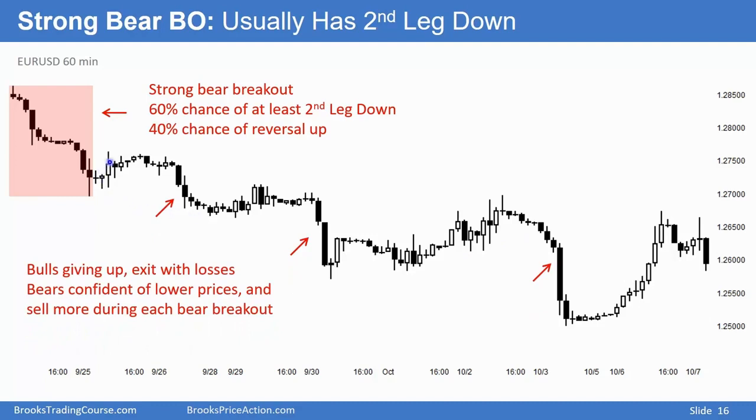Bulls tried to bottom here, minor, tried to bottom here, minor, tried to bottom here, maybe a higher low, major trend reversal, major trend reversal, probably not enough buying pressure. So even this is probably a minor higher low. And every one of the reversal attempts failed.